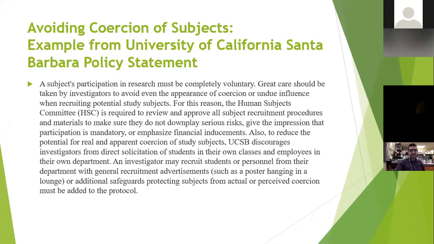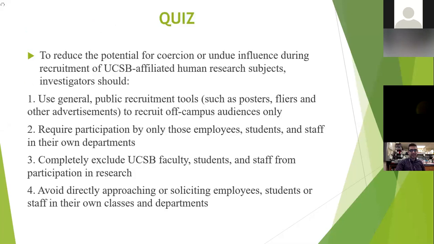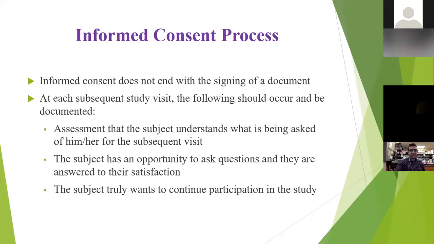And when we go back to their policy at UCSB, an investigator may recruit students or personnel from their department with general recruitment advertisements, such as a poster hanging in a lounge, or additional safeguards protecting subjects from actual or perceived coercion must be added to the protocol. So I thought that was a very interesting perspective on protection of human subjects from undue influence or coercion. So let's continue on with the informed consent process.